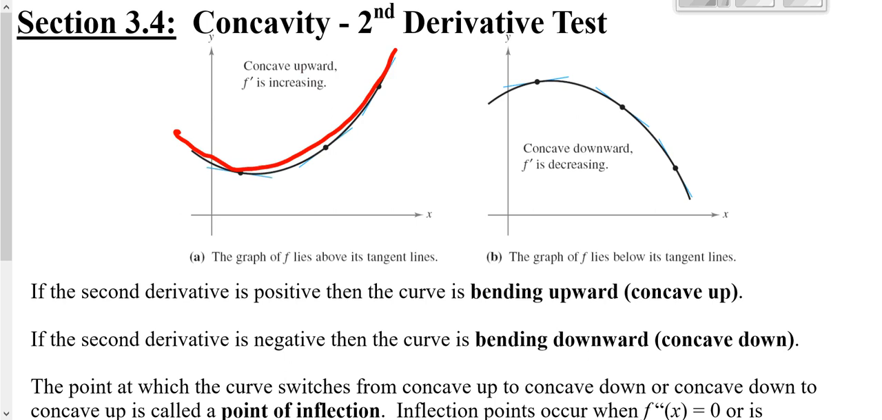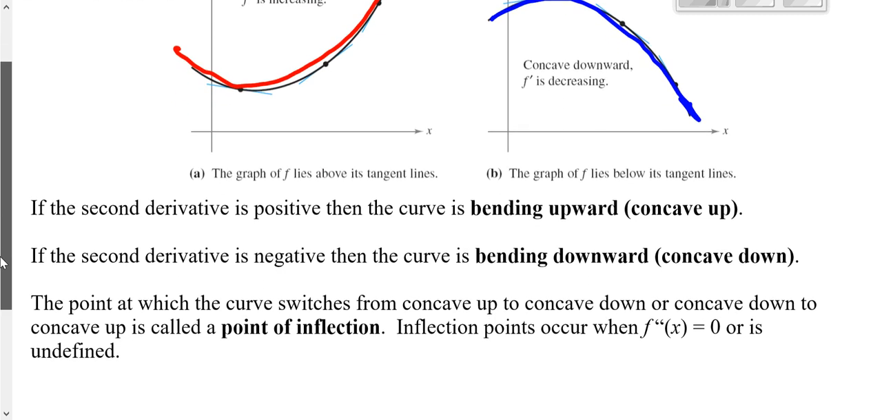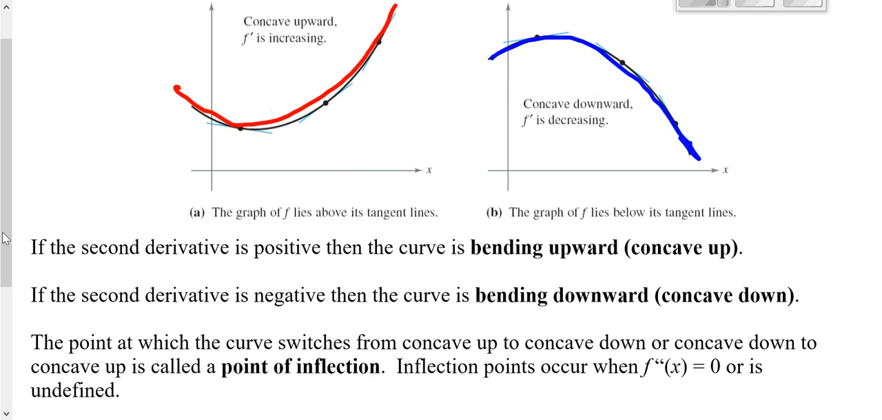Now, if your second derivative is negative, it's concave down. And so if your second derivative is negative, your original graph is opening concave down. So it's part of a parabola going down, or part of a full parabola going down. Now, graphs will switch from going concave up to concave down, part of a parabola going up to part of a parabola going down. And when it switches, that's called your point of inflection.